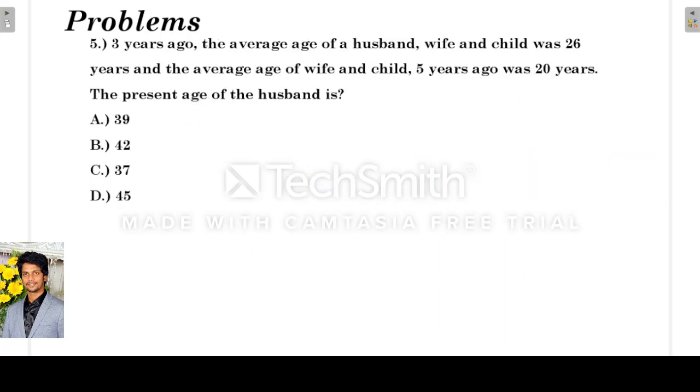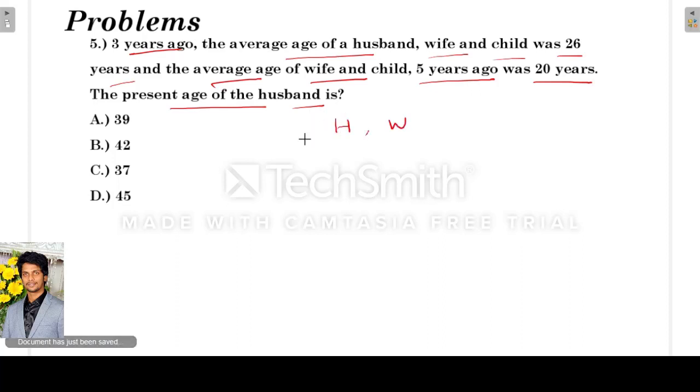Next question is: 3 years ago, the average age of husband, wife and child was 26 years, and the average age of wife and child 5 years ago was 20. So the present age of the husband is? Let's assume the present age of husband is H, present age of wife is W, and present age of child is C.